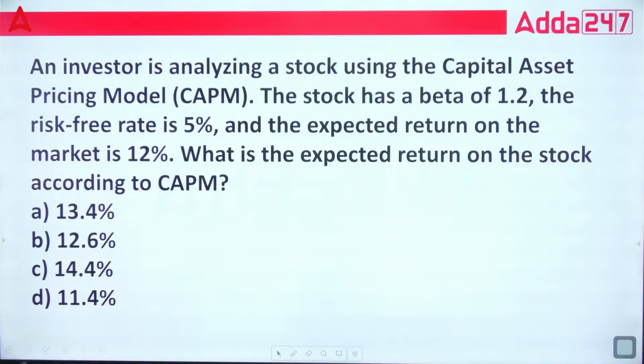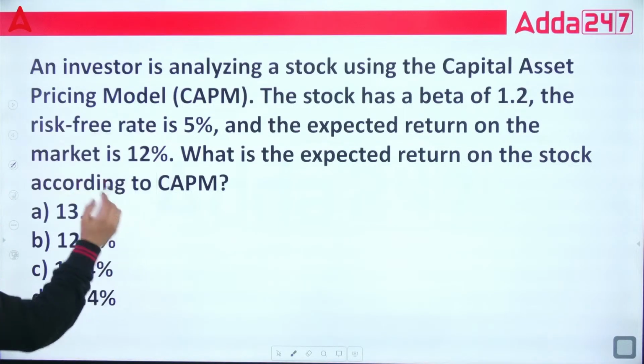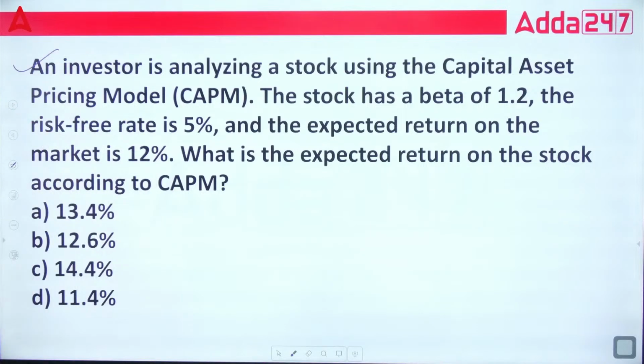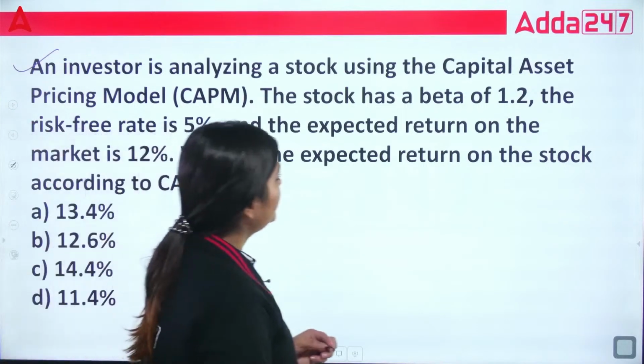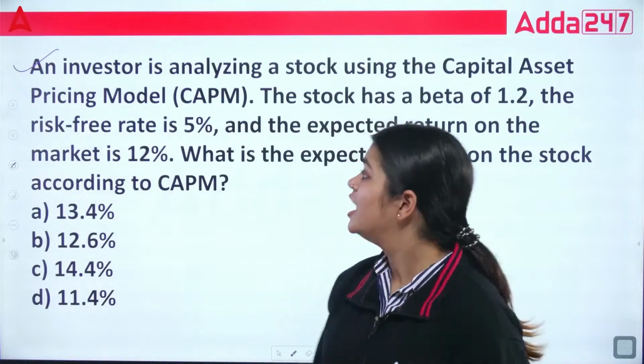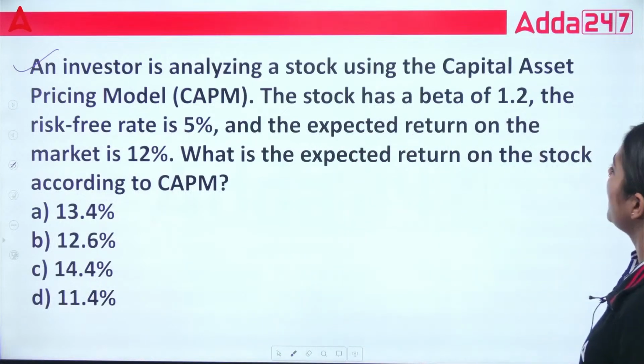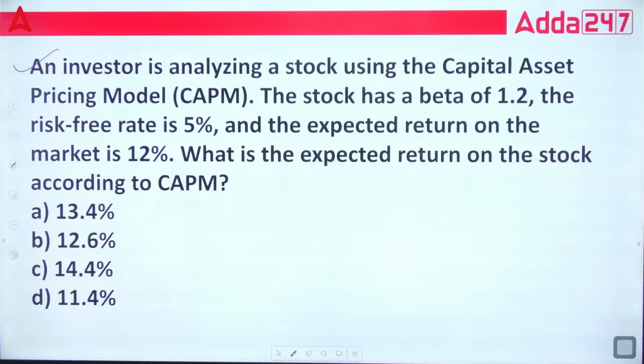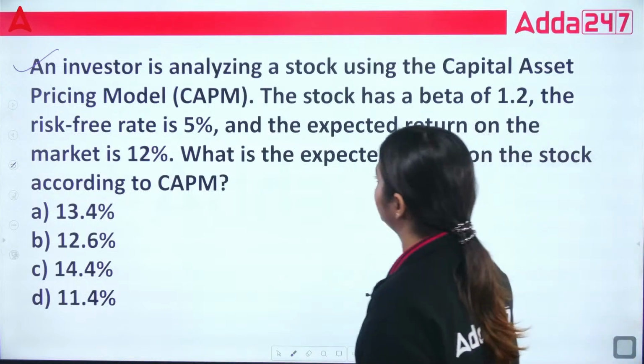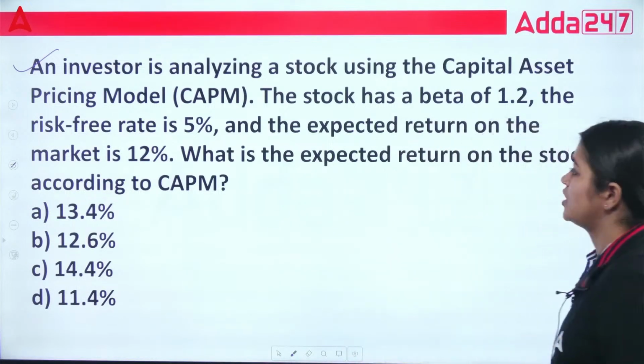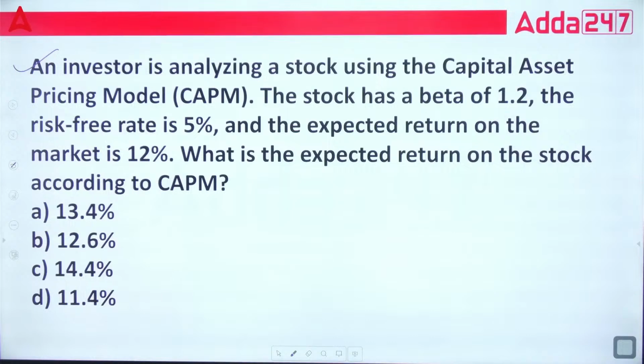So we are going to start with the first question in which they are asking: an investor is analyzing a stock using the capital asset pricing model. The stock has a beta of 1.2, the risk-free rate is 5% and the expected return on the market is 12%. So what is the expected return on the stock according to CAPM?